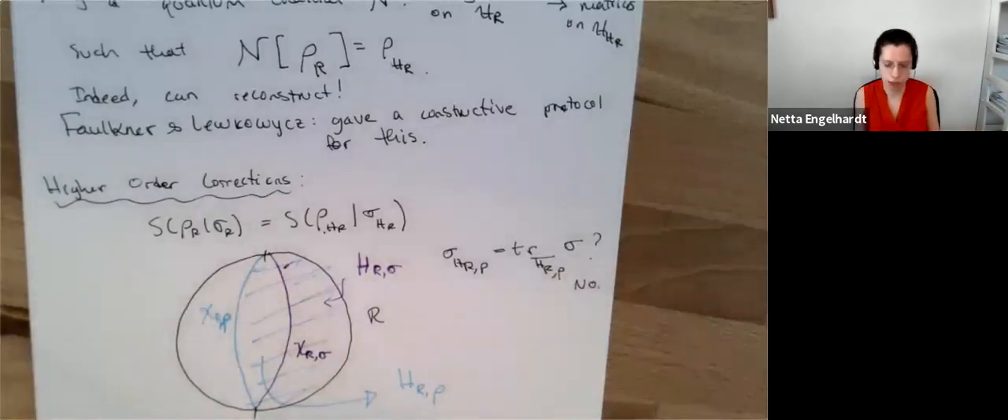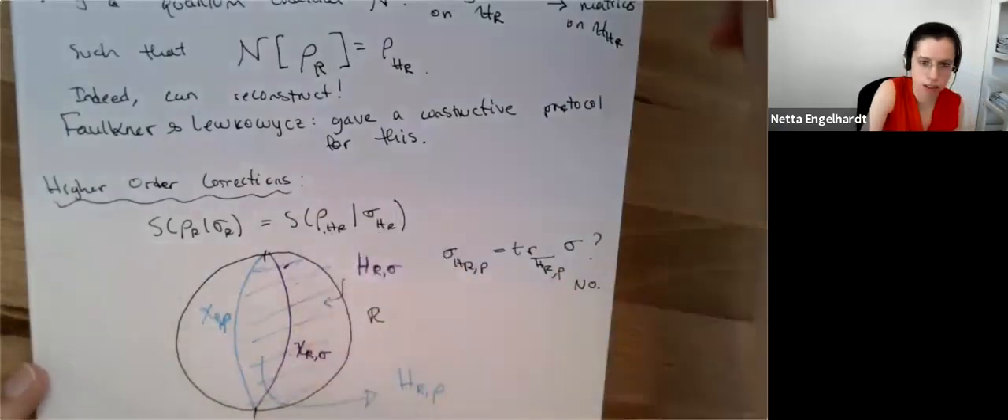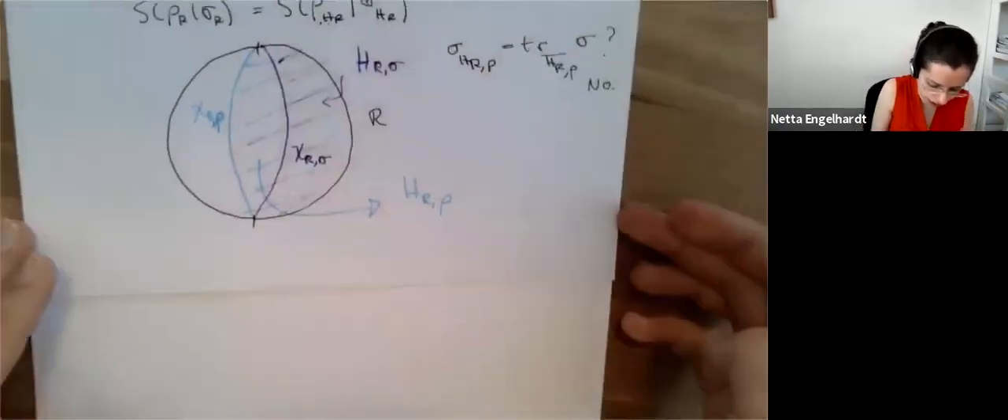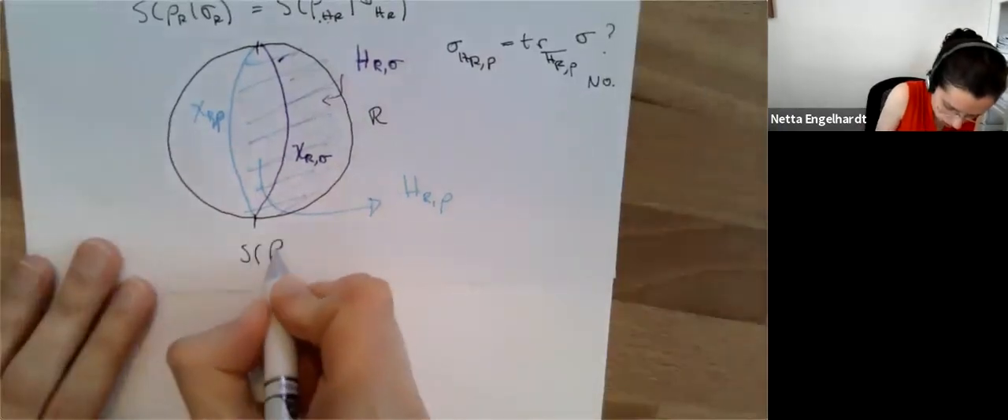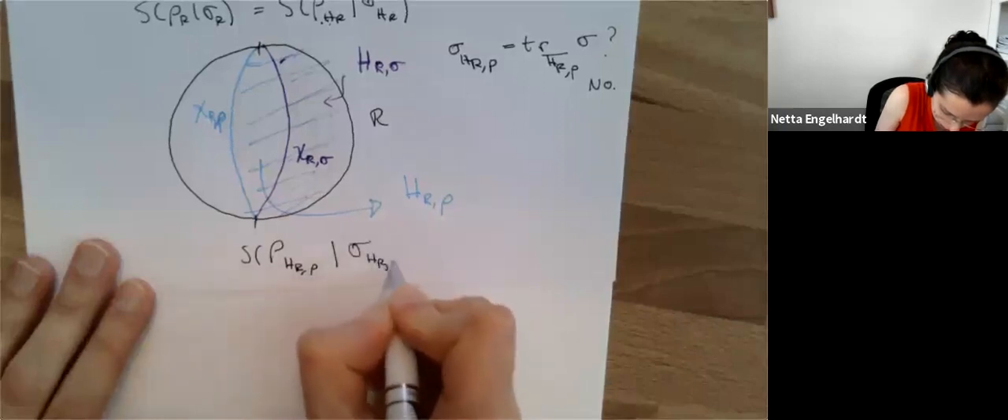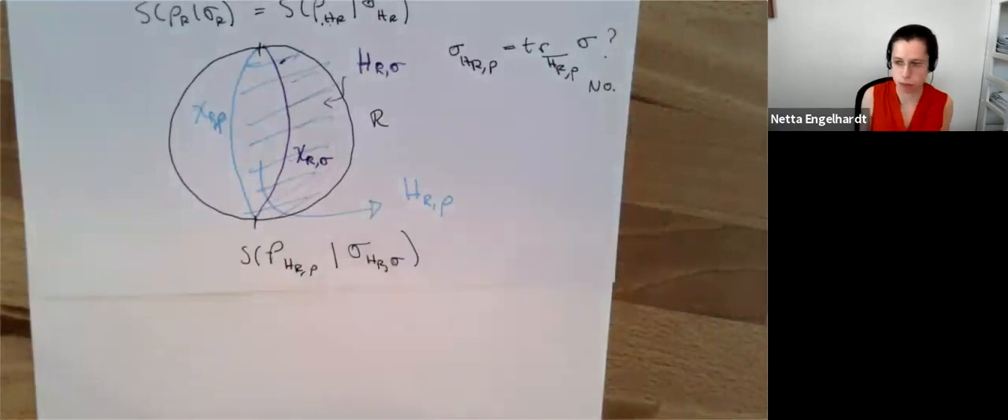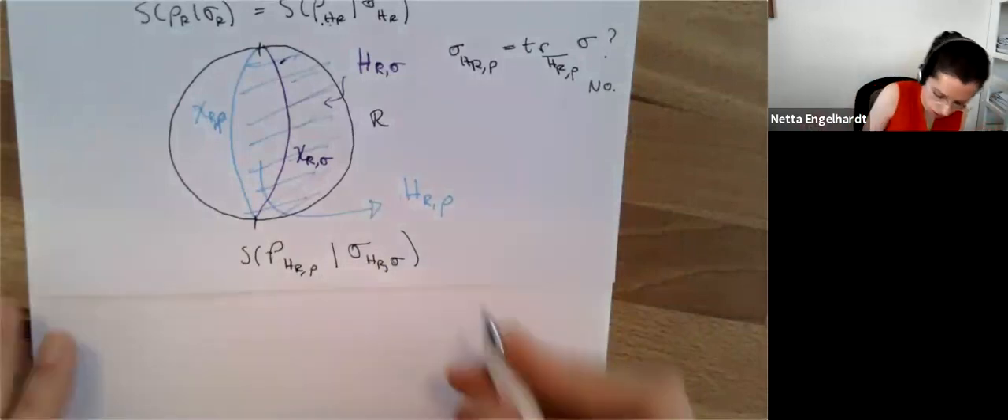Well, then surely we should just say, okay, we should clearly evaluate S of rho on H_R,rho and sigma on H_R,sigma, right? Except this lives in a different subspace from that. These are two different Hilbert spaces that we're defining here. So we don't want to compute the relative entropy between these two states that live on two different subspaces. So also no.